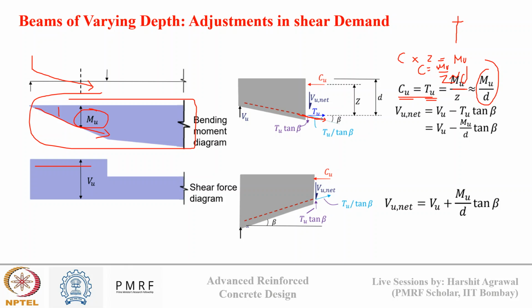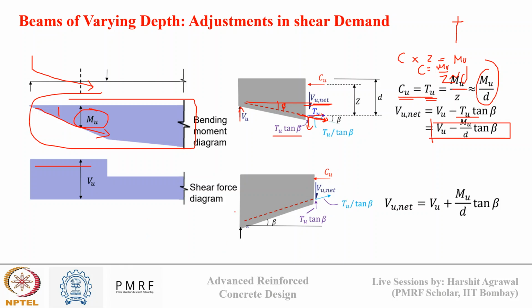Now this force is acting like this at this point, and if we know at what rate the depth of the beam is changing, at an angle beta, we can resolve this force into two components: horizontal component and vertical component. So this total shear Vu should be resisted by Vu net plus Tu tan beta. So this Vu net, the shear resistance that we want, will be nothing but Vu minus Tu tan beta, and Tu is nothing but Mu by d. So this is the equation that we write for shear.